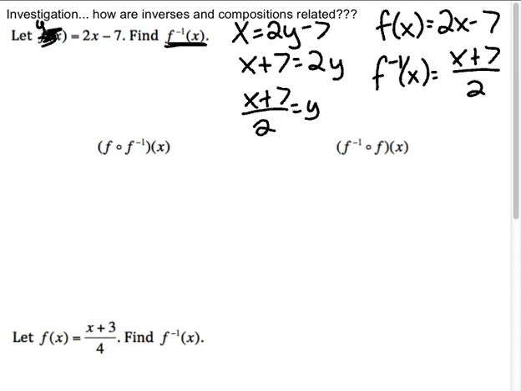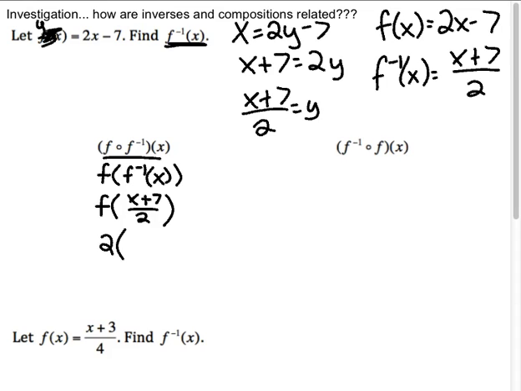Okay? So remember composition of functions. Remember this is saying f of f inverse of x. And we just found, remember, that the inverse of x is (x plus 7) over 2. So now in my original f function, that's what I'm going to replace everything with. So in the original f function, I'm going to replace x with that now.